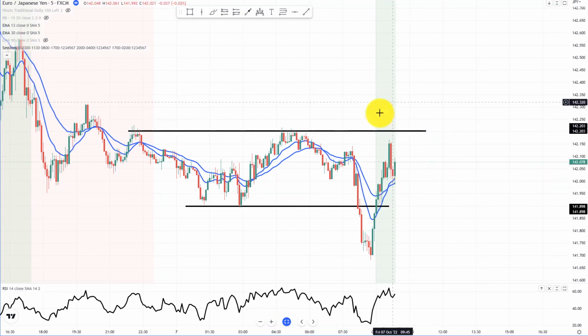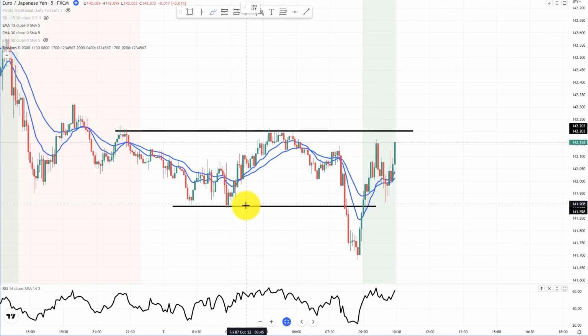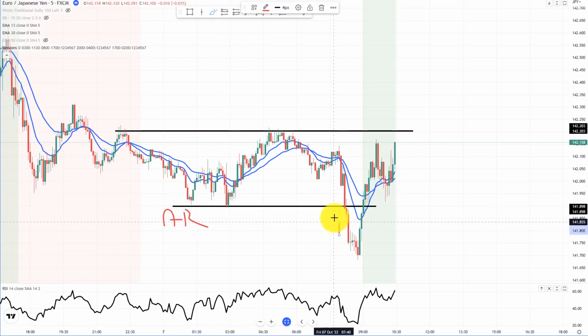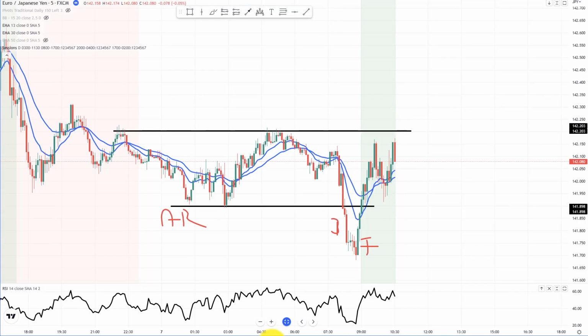If we get above this, I would look for a long. It's a very common behavior to see the Asian fake out. So this is the Asian range, right? Then we have the breakout, that is a fake out. And then very often, if you get to the other side, this could be a very classic trap pattern.